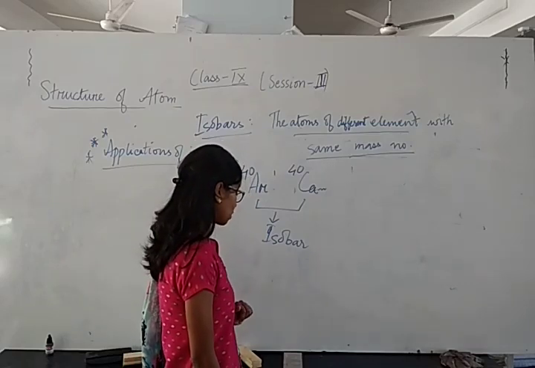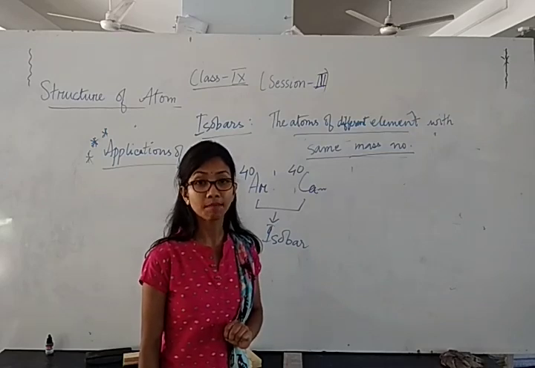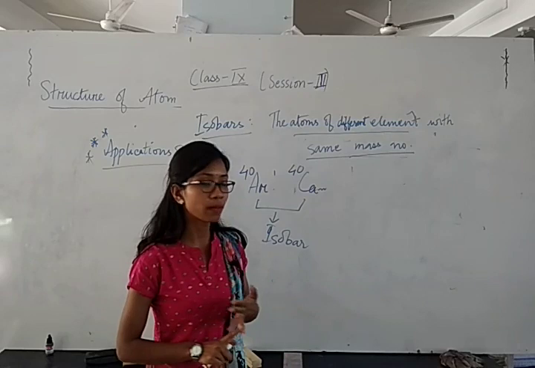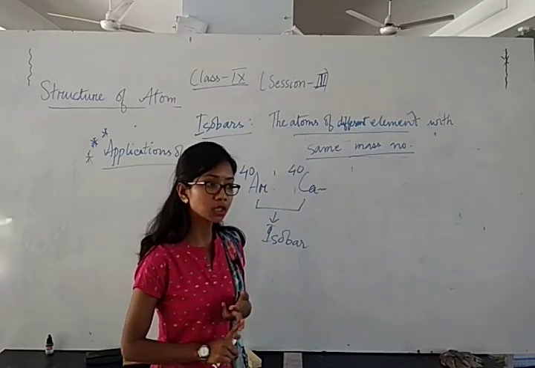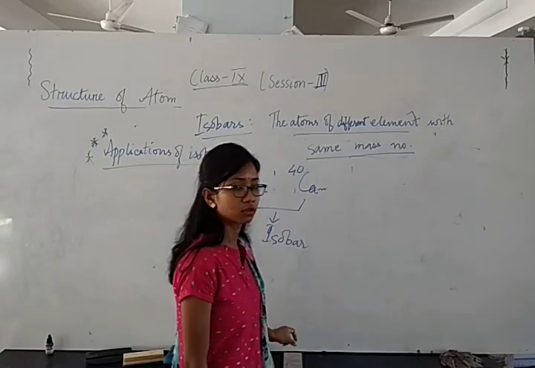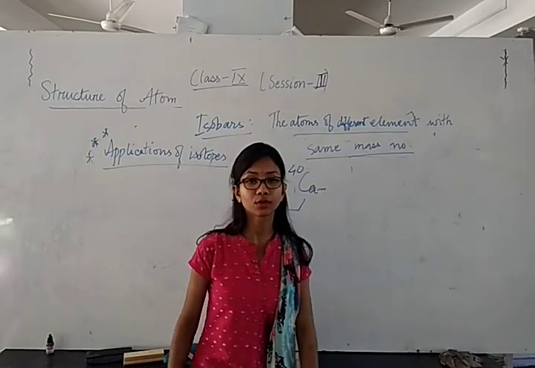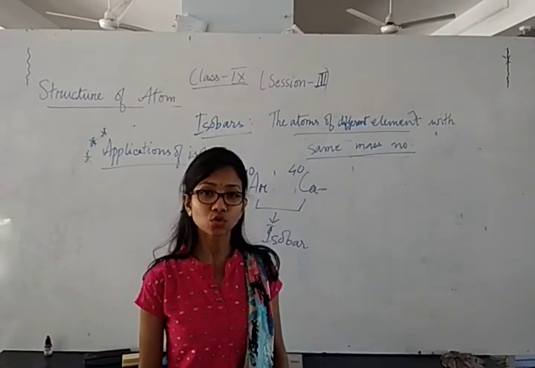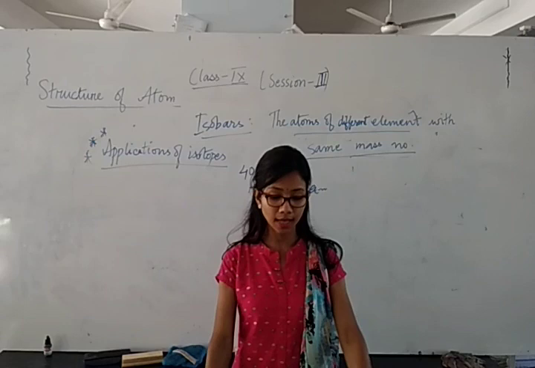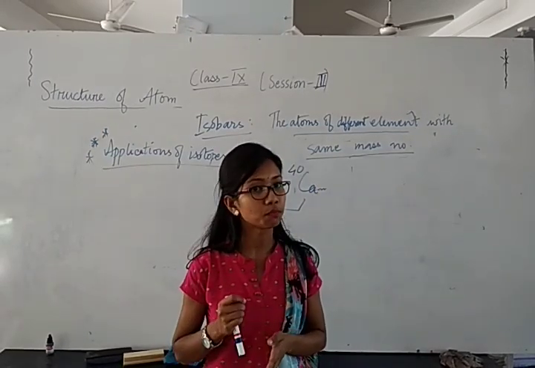Next, an isotope of iodine is used in the treatment of goiter. So these are the applications. First, uranium is used in nuclear reactors. Secondly, cobalt is used in the treatment of cancer. And third, iodine is used in the treatment of goiter. So these are the applications of isotopes. Thank you. This chapter is completed.